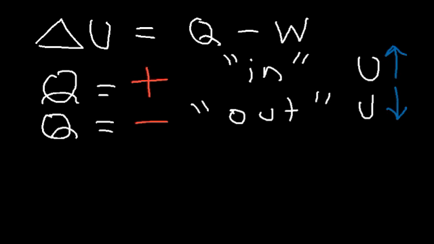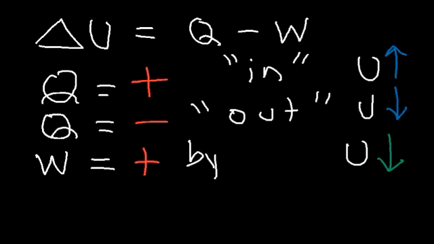The next thing you need to know is the signs for work. When work is done by the system, W is positive. Now let's think about that. Imagine if you're doing work, if you're running, if you're exercising, you're burning energy. As you do work, your internal energy will go down. So whenever the system does work, its internal energy decreases. So work is done by the system.